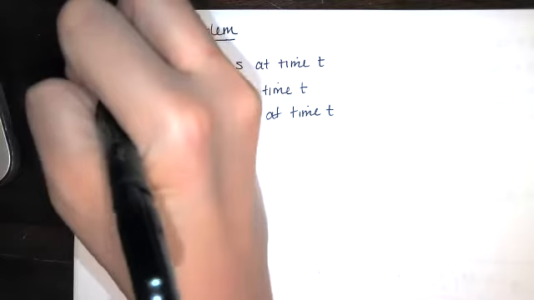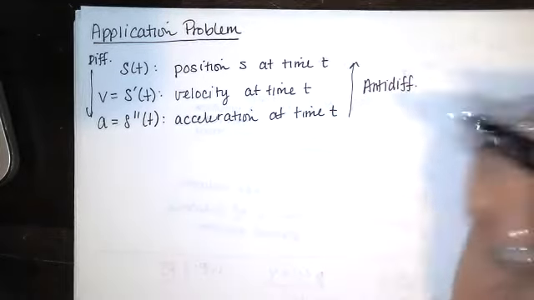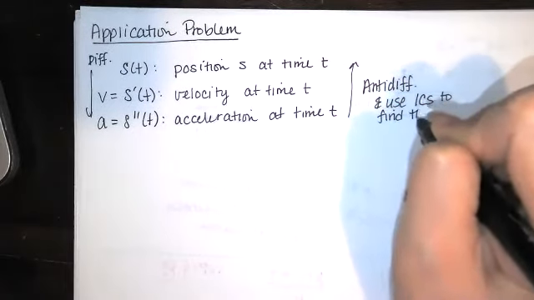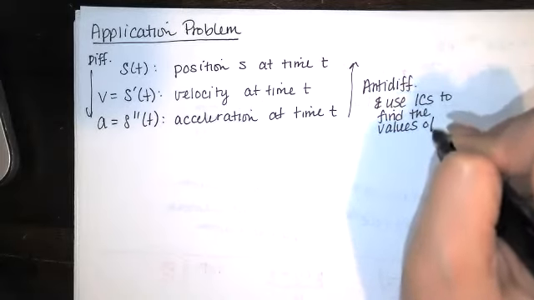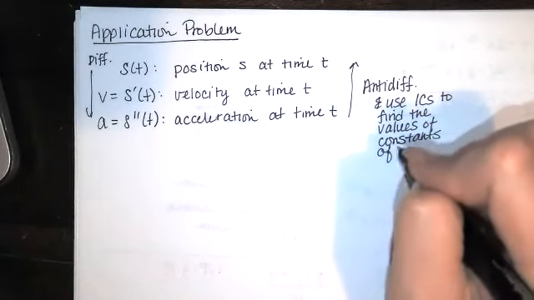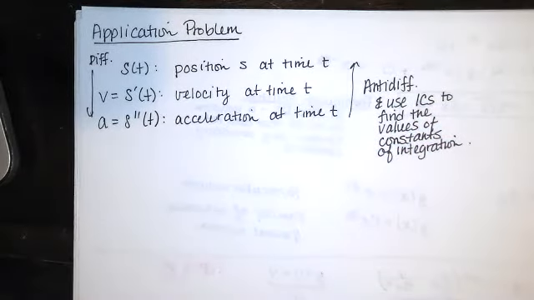But the idea is this: we differentiate to go this way. If you want to go this way, you have to anti-differentiate. And then use initial conditions to find the values of the constants. And those constants are called constants of integration. Okay, so let's look at an example. This is just one example. There are lots of examples involving instantaneous rates of change. You're going to see a lot more of those when you take the differential equations class.